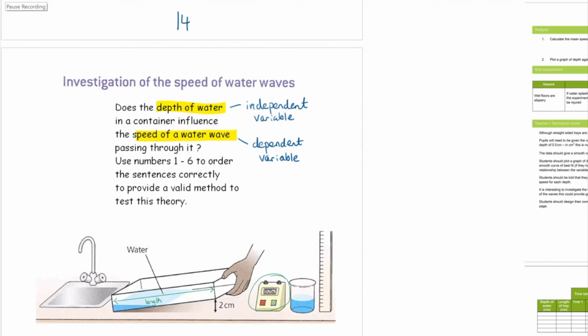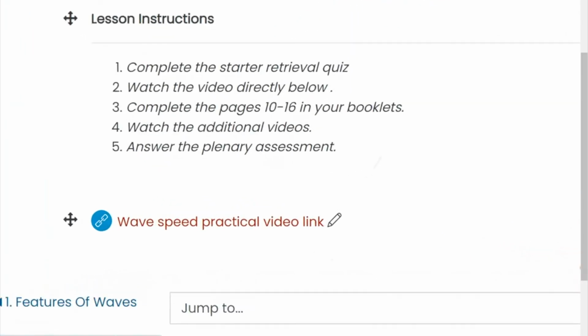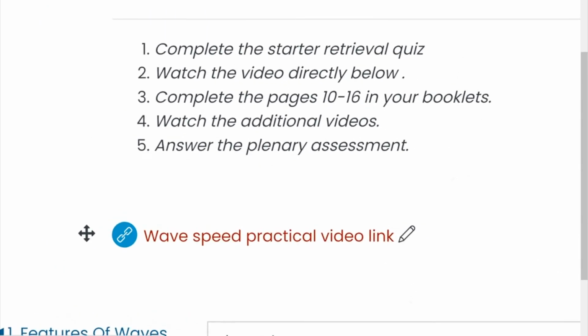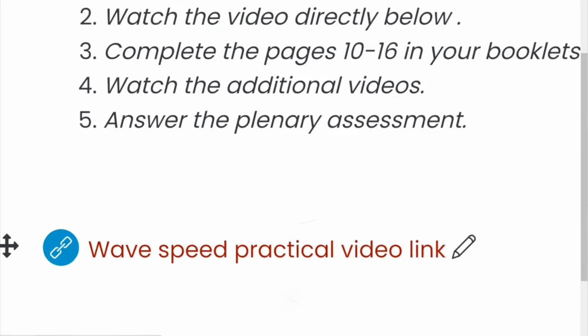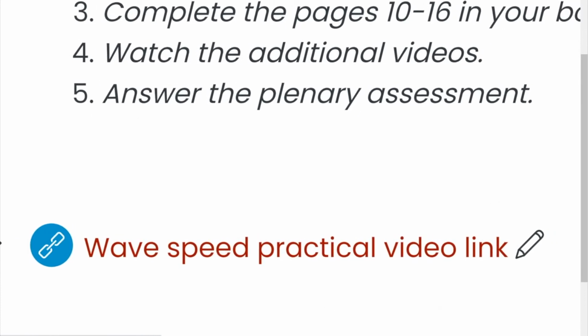I'll show you now the link I'd like you to go to watch a fuller explanation of this experiment. So, study zone page, and for this lesson, you should be on the right page already, and then you just click on this link here, Wave Speed Practical Video Link. Click on that and there'll be a 3-4 minute explanation of the experiment.